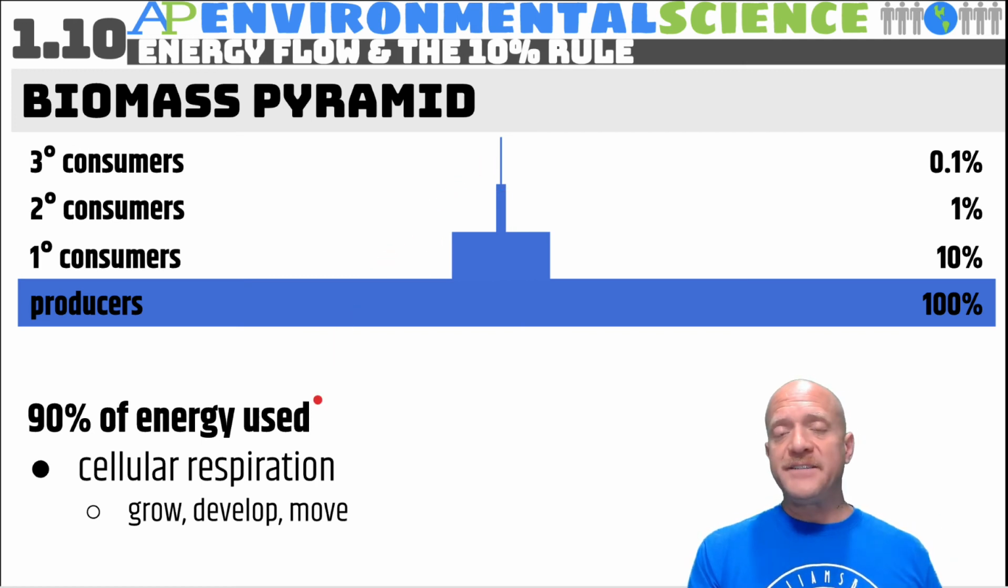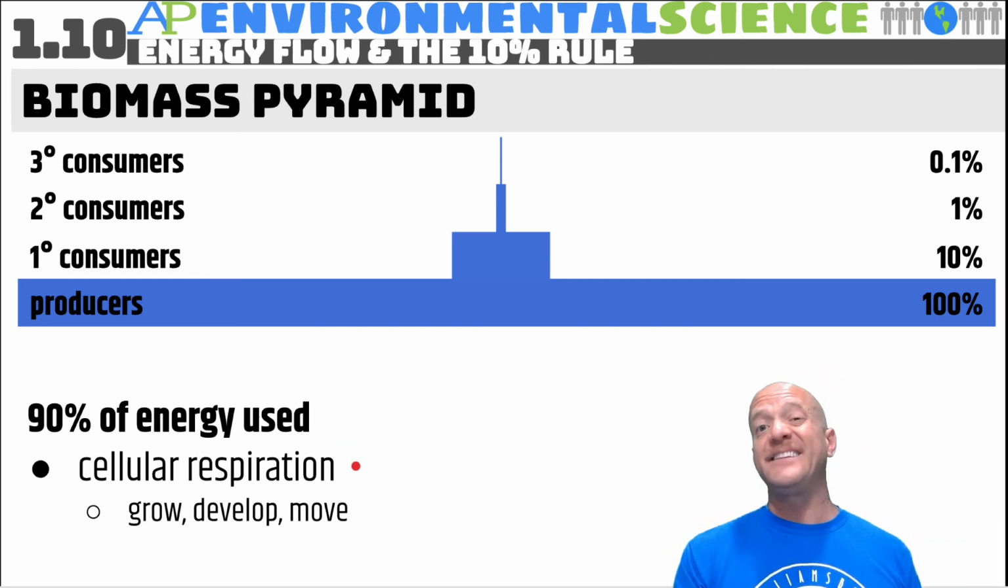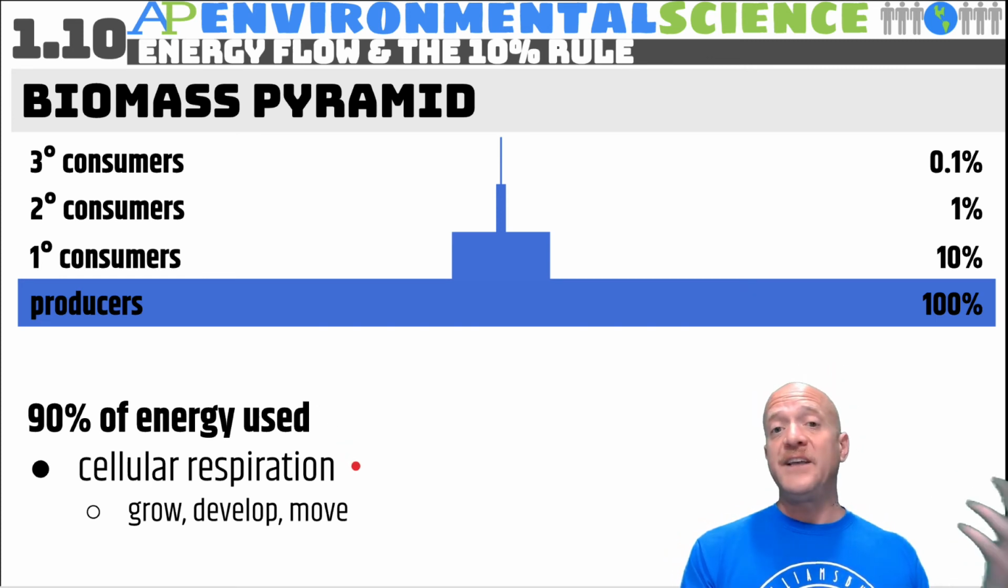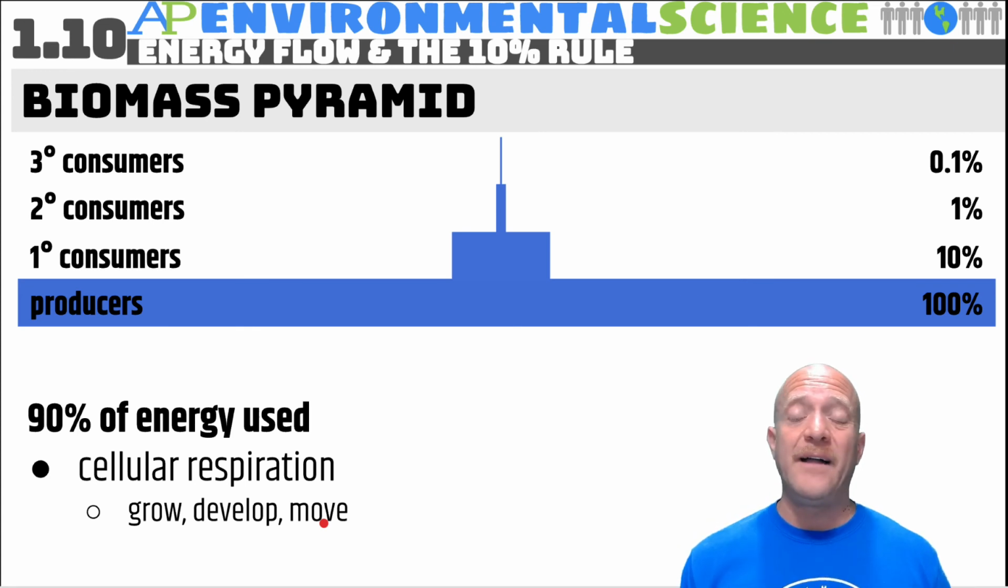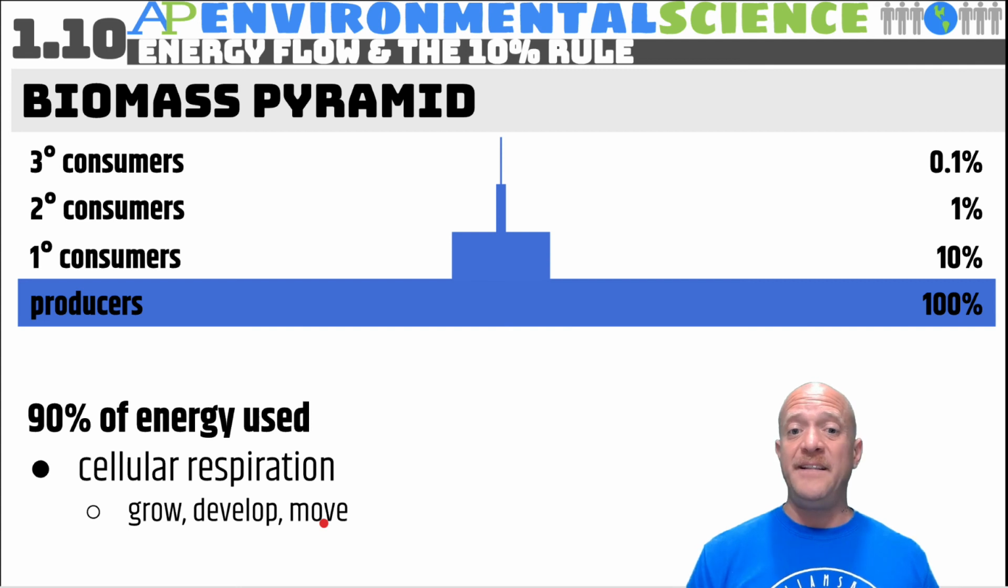So that 90% that's used up for metabolic activities is for things like cellular respiration, so cells can grow, so they can develop, and so they can move for transportation and locomotion. Also reproduction: any sort of biological process that is happening in these organisms is using up 90% of that energy.